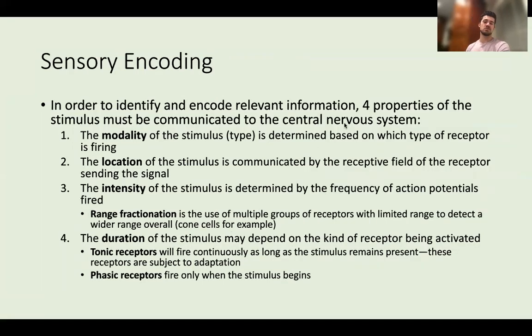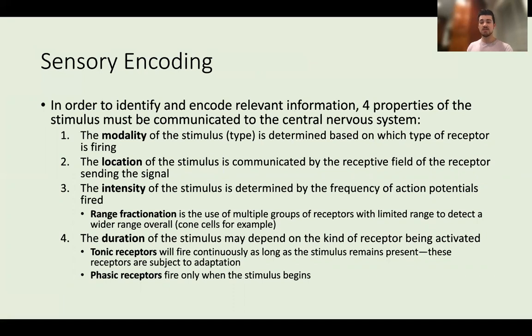Okay, so a little bit about sensory encoding. In order to identify and encode relevant information, 4 properties of the stimulus must be communicated to the central nervous system. The first property of the stimulus that the central nervous system needs in order to understand and identify what the stimulus is, is the modality. The modality is also known as the type. The modality of the stimulus is determined based on which type of receptor is firing. So it could be a thermoreceptor, it could be an electromagnetic receptor. Based on which type of receptor is firing, that gives the central nervous system some information as to what kind of stimulus we are approaching.